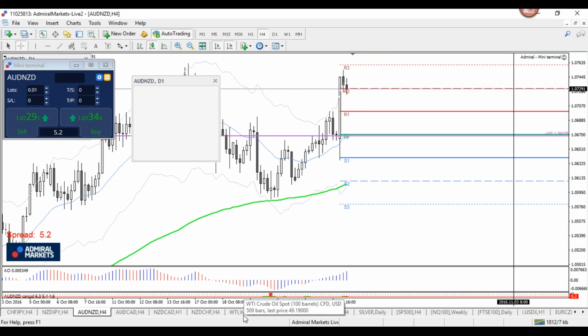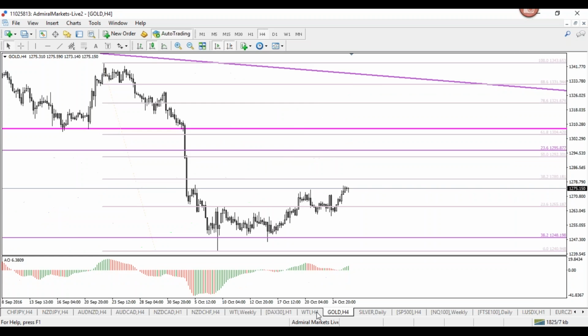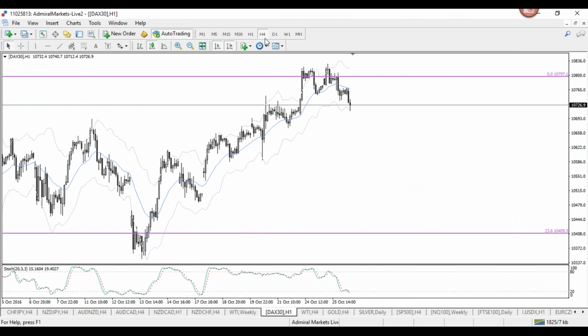We can go back to the Euro, Aussie, and Pound on lower time frames, or if you have any specific questions, let me know. We're going to take a look at the lower time frame trading. First, a very quick review of the DAX.